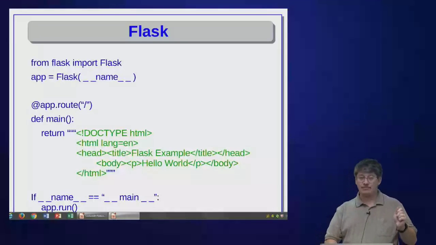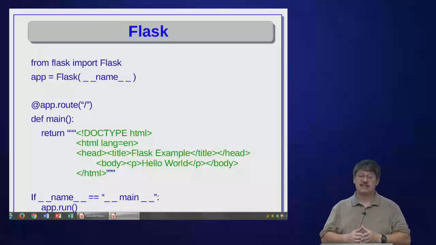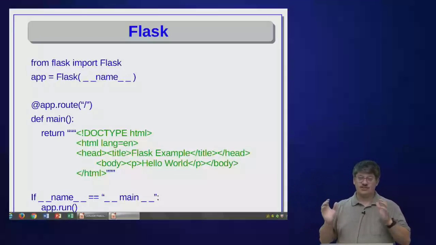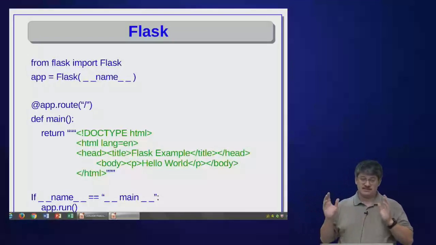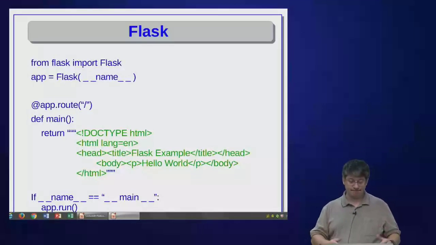So the @app.route('/') says that the main page of this application, the slash page, the page they go to if they go to, for example, project.example.org/, that page is this. They're going to get the doctype html, the html lang="en", the head and the title is Flask example, the /title, the /head, and then a body that says hello world. So that's what's going to happen.